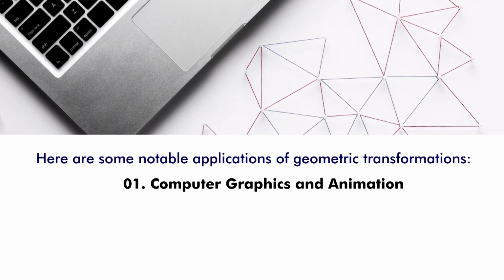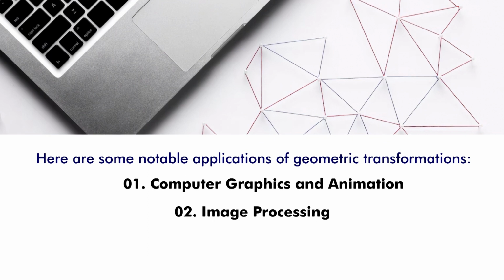First, computer graphics and animation. Geometric transformations are the backbone of computer graphics and animation. They enable the creation of visually appealing graphics, special effects and realistic animations. Transformations like translation, rotation, scaling and shearing are used to animate characters, simulate motion and render 3D scenes.